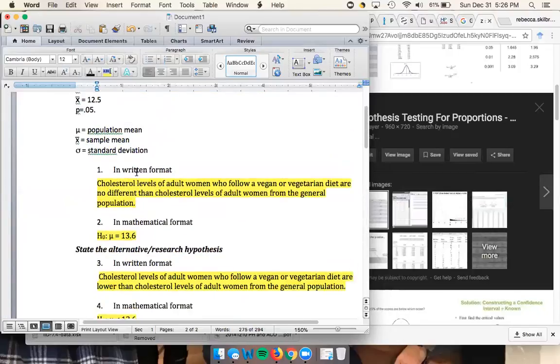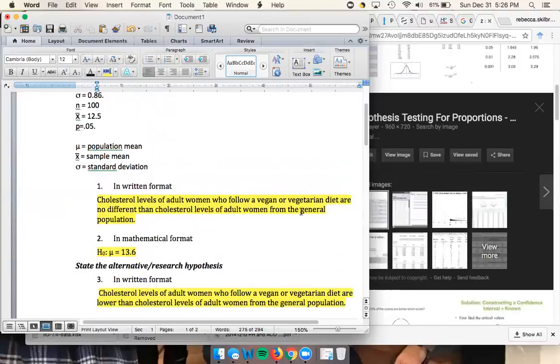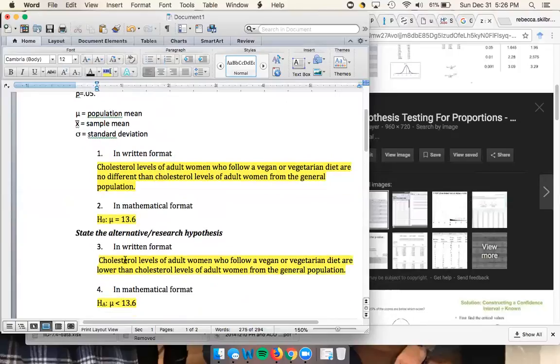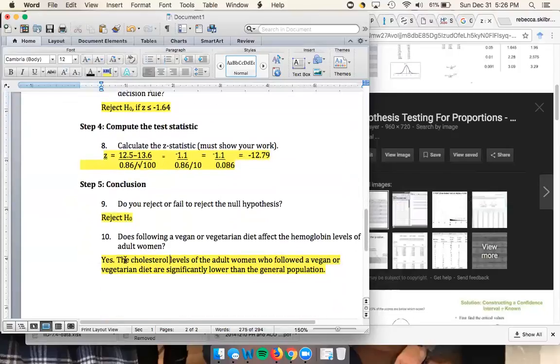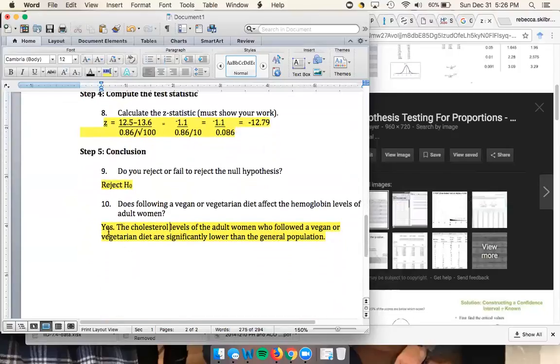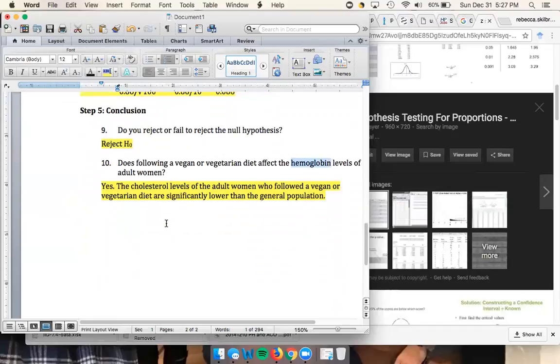That was our null. Our null says cholesterol levels of those who follow a vegan or vegetarian diet are no different than cholesterol levels of adult women. The population mean is equal to the cholesterol level of those with a vegan or vegetarian diet. We're rejecting the null because clearly it's lower. So we're going to say that yes, the cholesterol levels are lower for adult women who follow a vegan or vegetarian diet in this particular example.